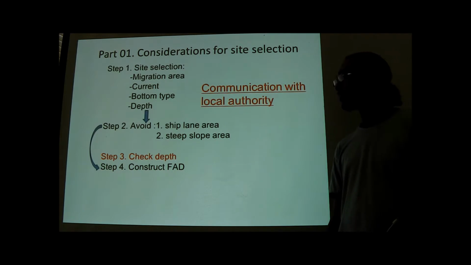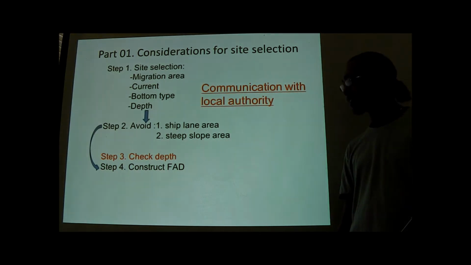When all of these steps have been taken into consideration for the site selection, we can now move to the construction of the FAD.